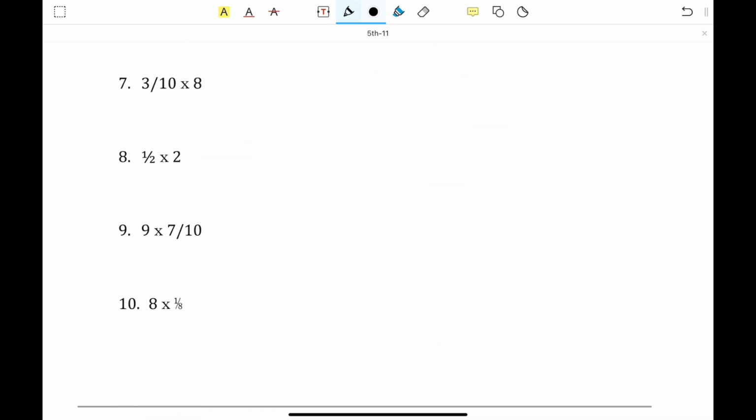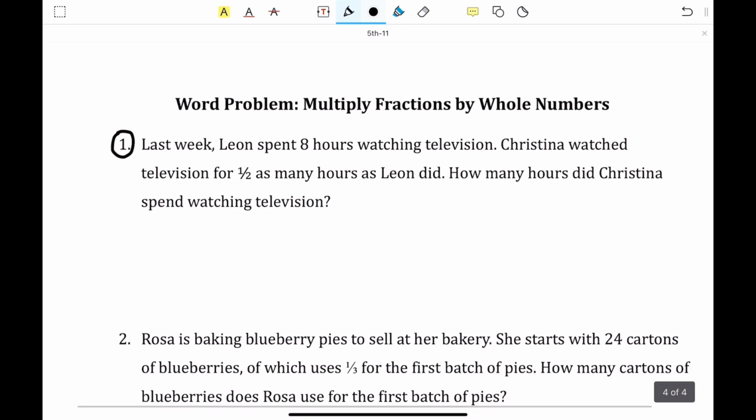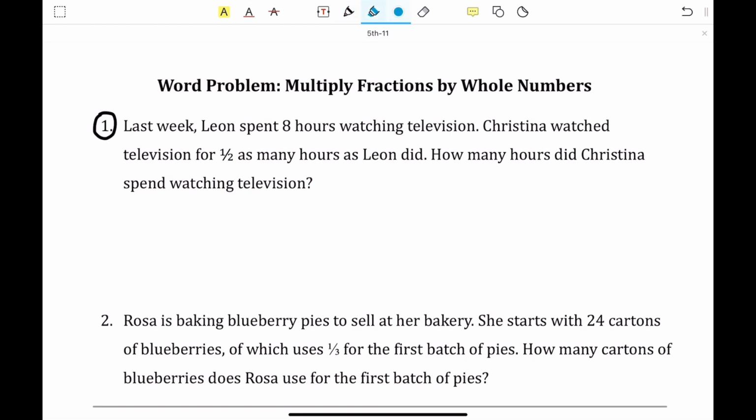Pretty simple. Now the last word problem is multiplying fractions by whole numbers, so it's based on the one we just did. So number 1, it says last week Leon spent 8 hours watching television. Christina watched television for half as many hours as Leon did. So this is the keyword, half as many hours as Leon did. So how many hours did Christina spend watching?